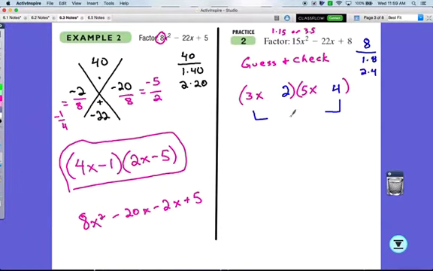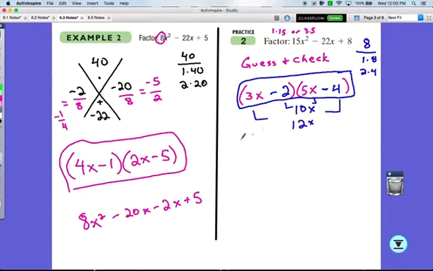When I do that, the 3x times the 4 gives me 12x, and the 2 times the 5 gives me 10x. That does give me 22, but I need to get a negative 22, so I need to have both of them be negative, which is fine because the negative 2 times the negative 4 gives me the positive 8. And so there is your factored form.